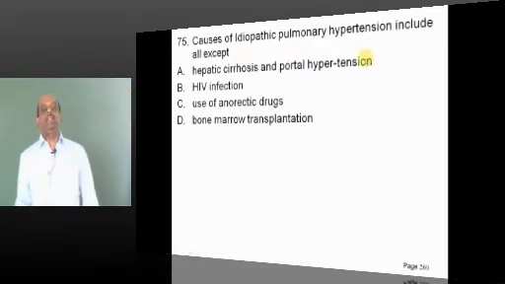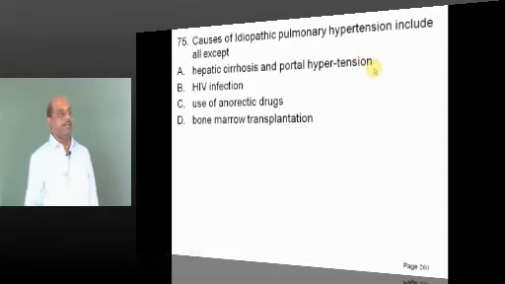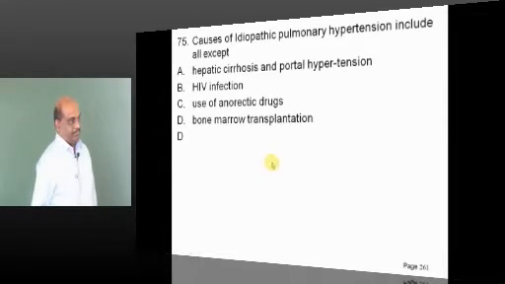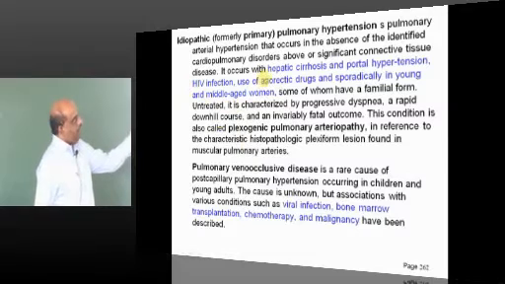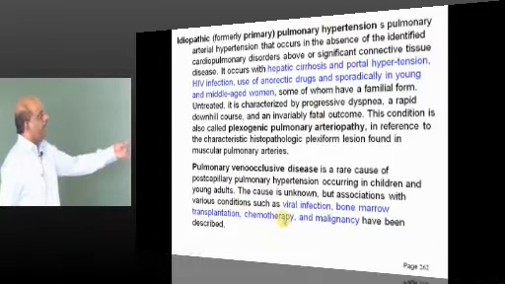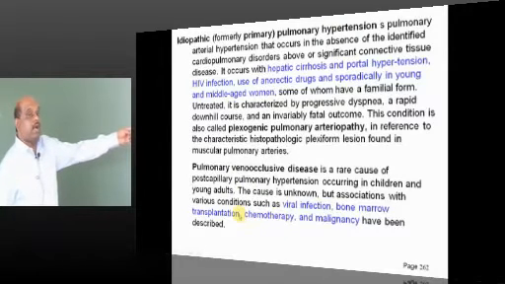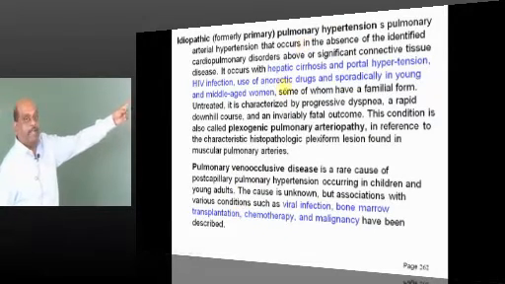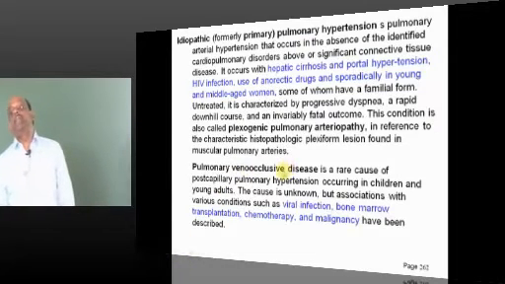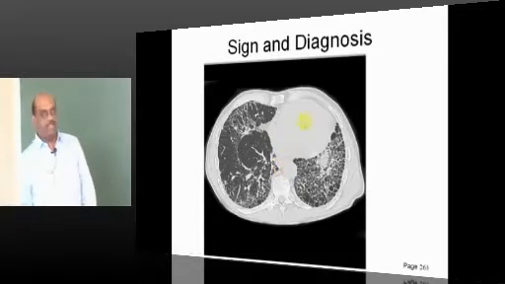Idiopathic pulmonary hypertension, what is the exception about it, doc? All these are the predisposing factors, not the BMT. So HIV infection, hepatic cirrhosis, anorectic drugs, etc., they are all the underlying causes. And BMT is a cause not for pulmonary arterial hypertension but for pulmonary veno-occlusive disease. It is a predisposing factor. That's the point in that.